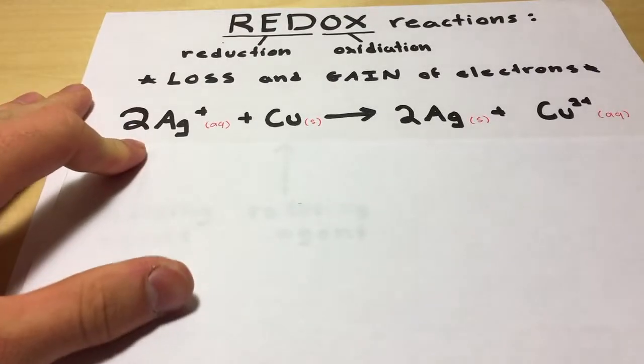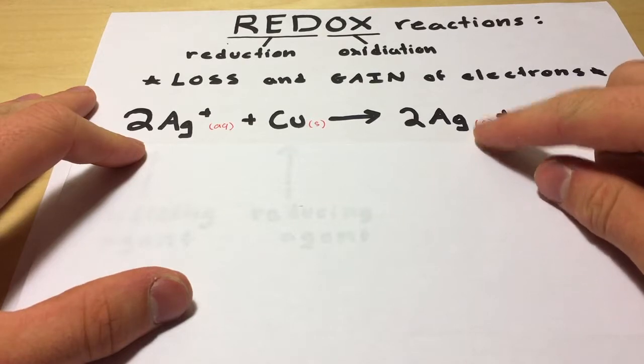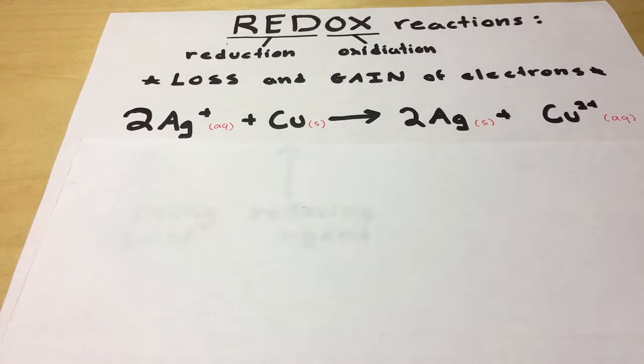And we can see here that Ag starts off with a +1 charge and ends here with a neutral charge. So that means it's becoming more negative, which means it's gaining electrons. And so we can tell that Ag here is being reduced. And Cu starts with a neutral charge and ends with a 2+ charge. Therefore, it is losing electrons. Therefore, it is oxidizing.